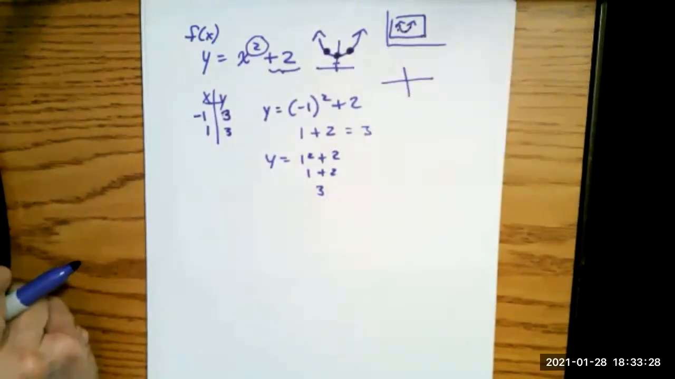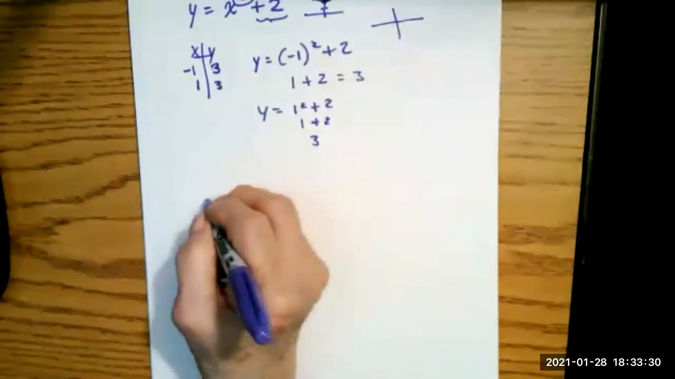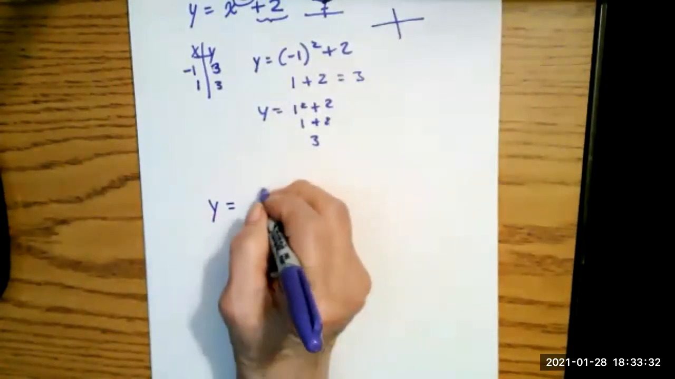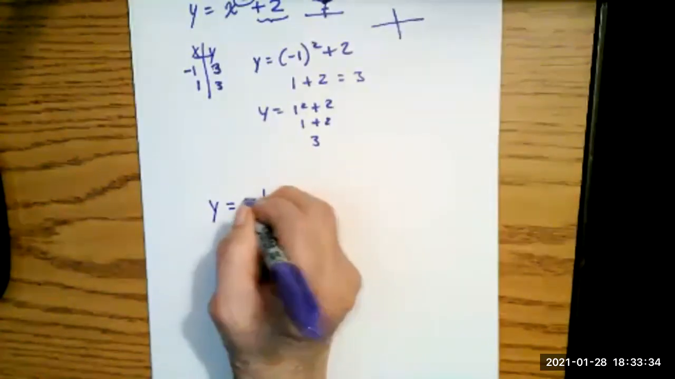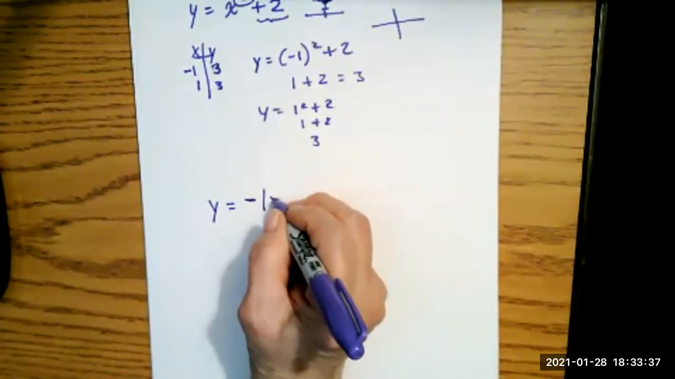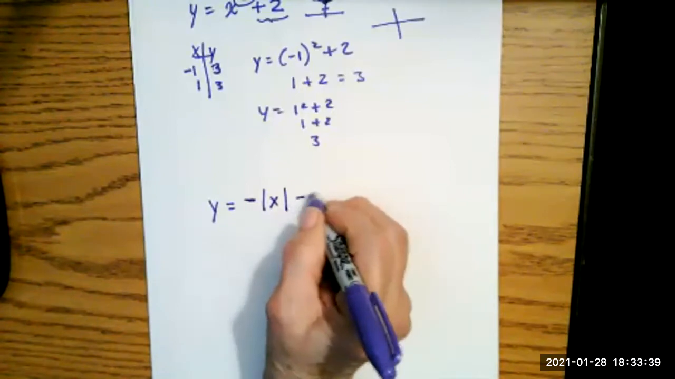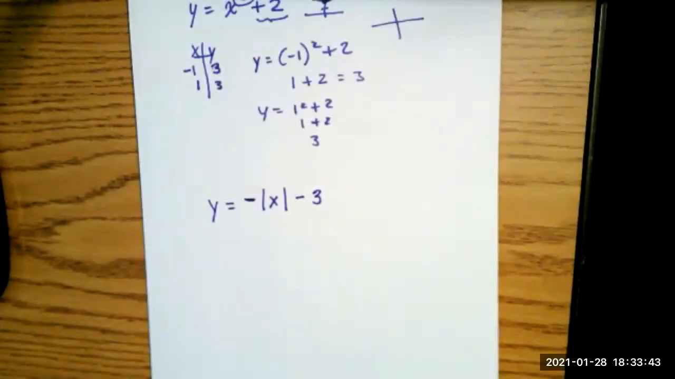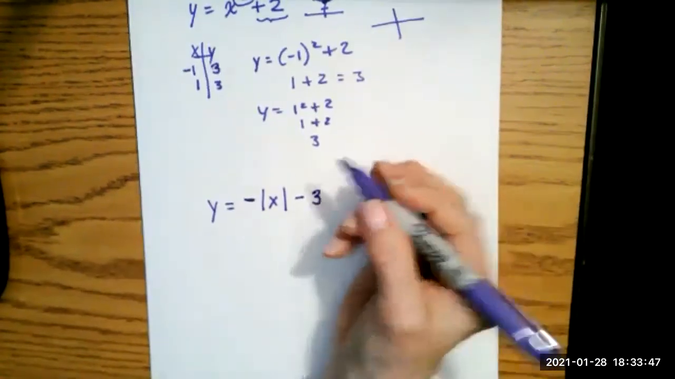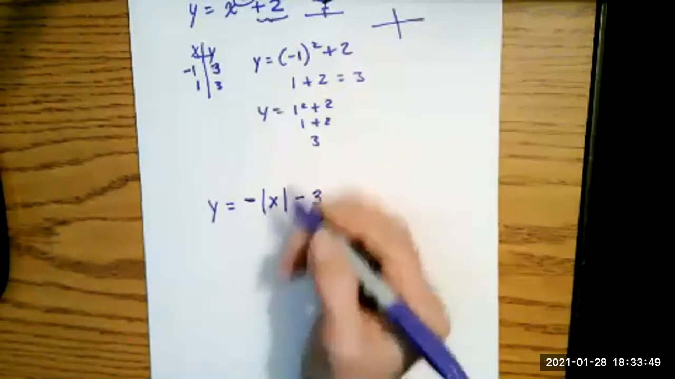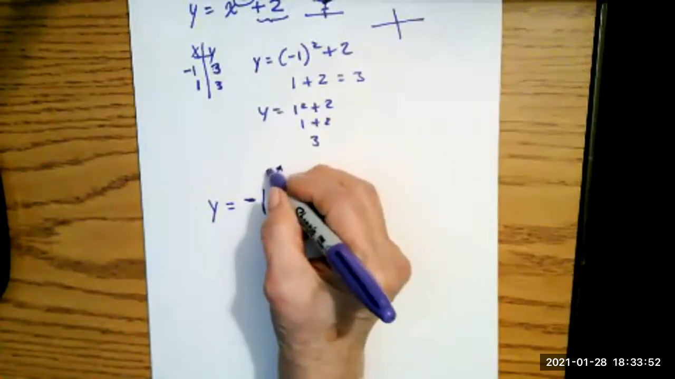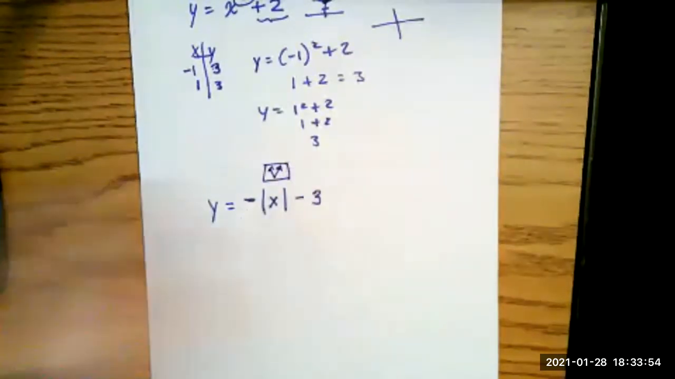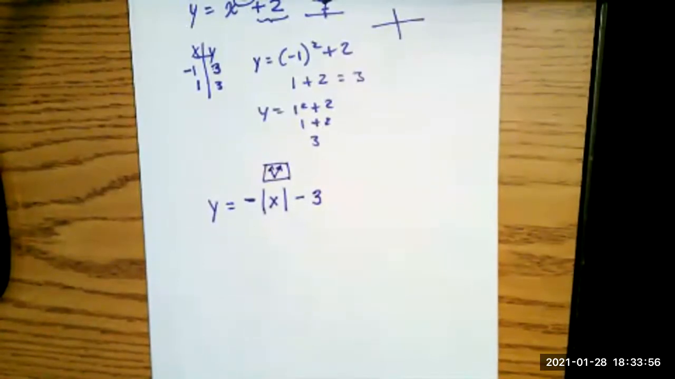Now, if you have y equals the absolute value, let's put a negative in front of it, negative the absolute value of x minus 3, then right off, before you know anything, you should know that that's going to make a V. It's a V because it's absolute value. Absolute values are V graphs. So when you go over there to pick your tool, you're going to have to pick the tool that has a little V.